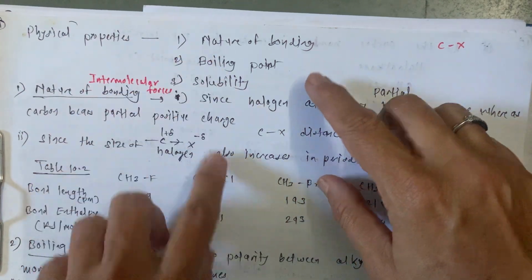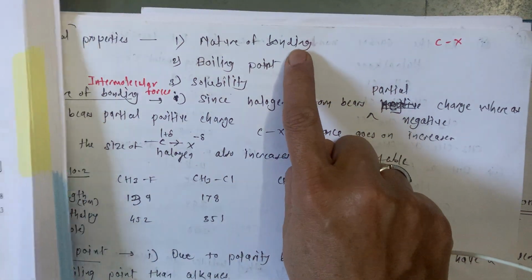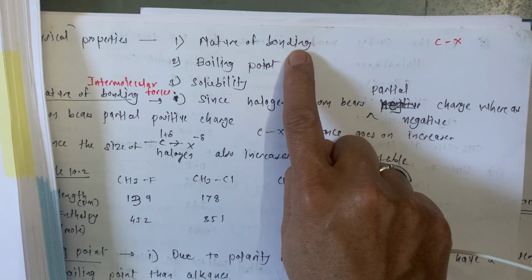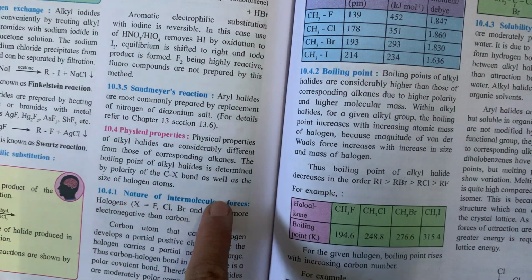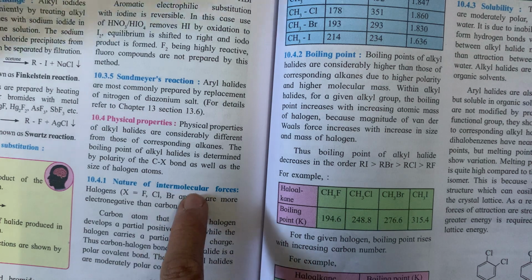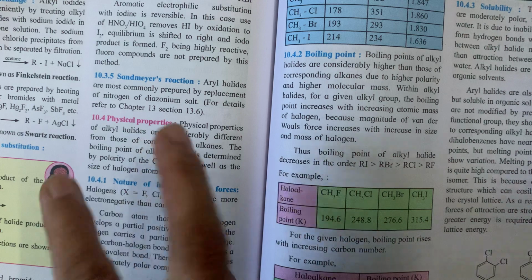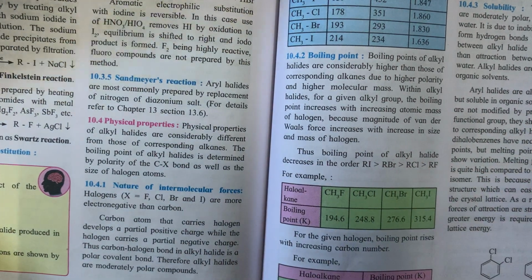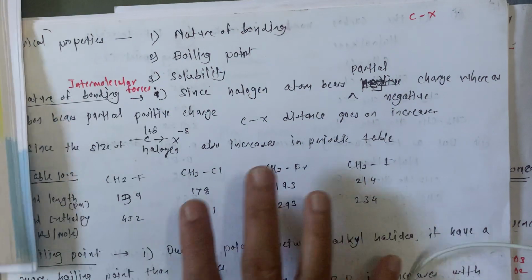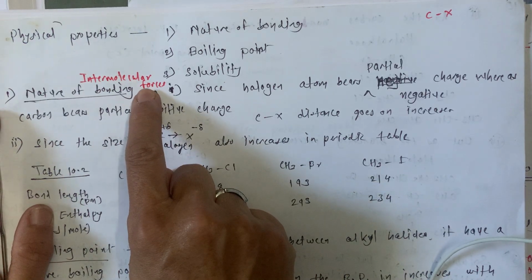In physical properties, the first one is the nature of bonding. This nature of bonding is also called nature of intermolecular forces. Intermolecular forces means what? There are two molecules, and in between them there is some force. This is known as intermolecular forces. So when we study the nature of bonding, we have to study intermolecular forces.